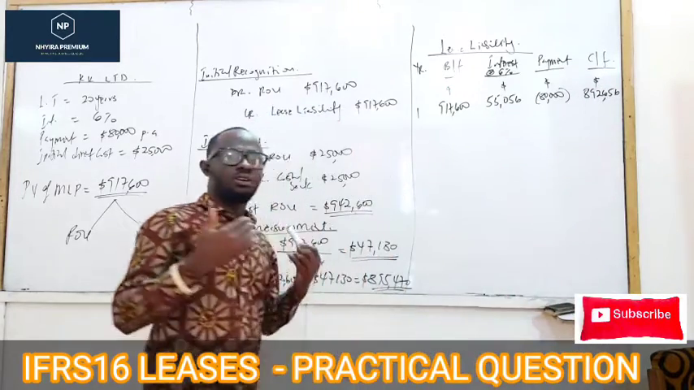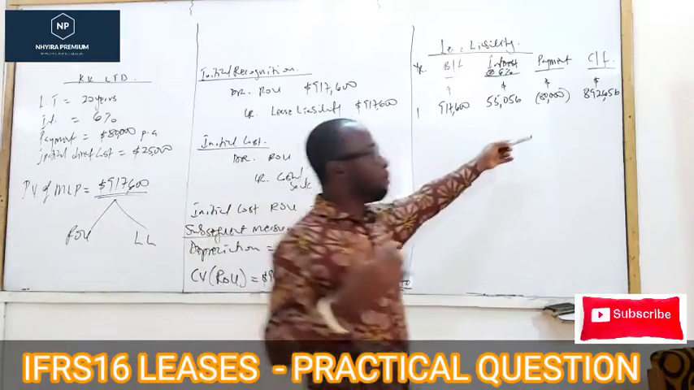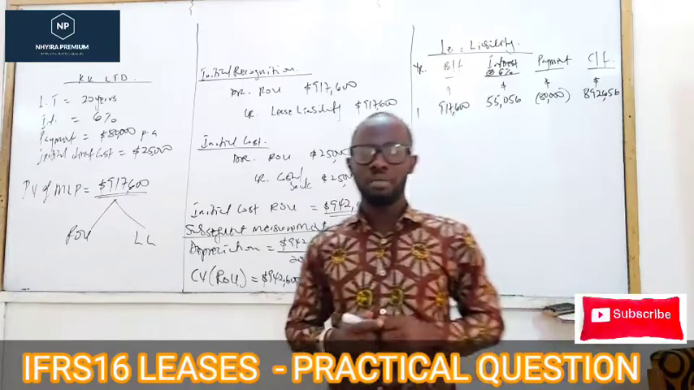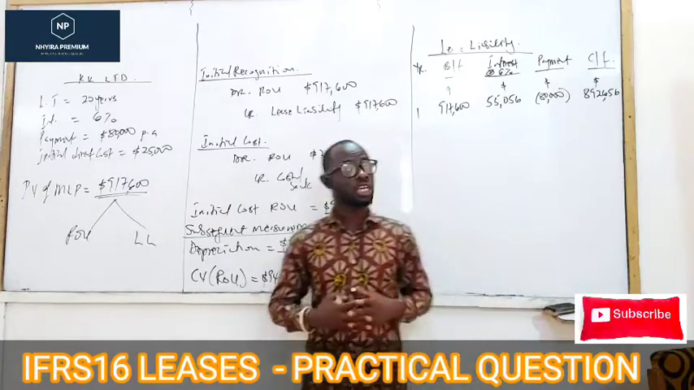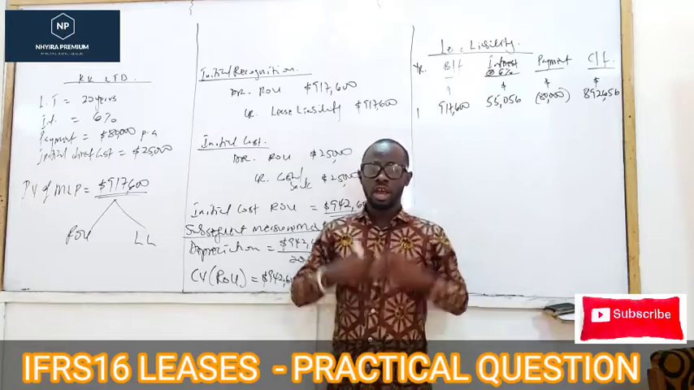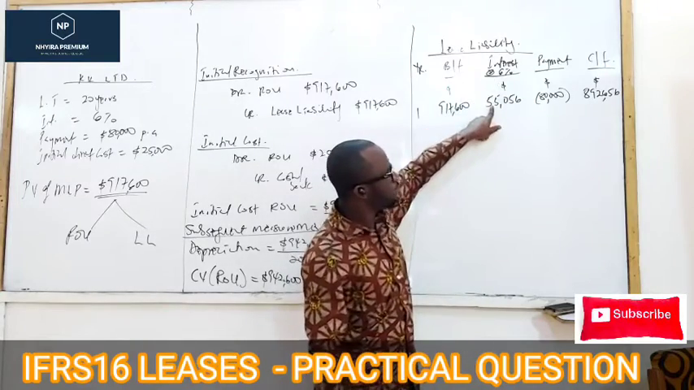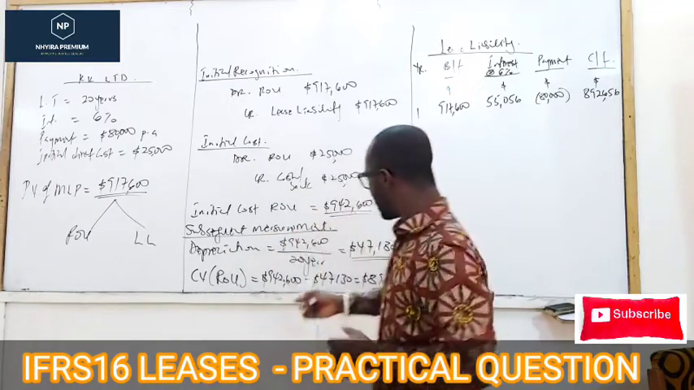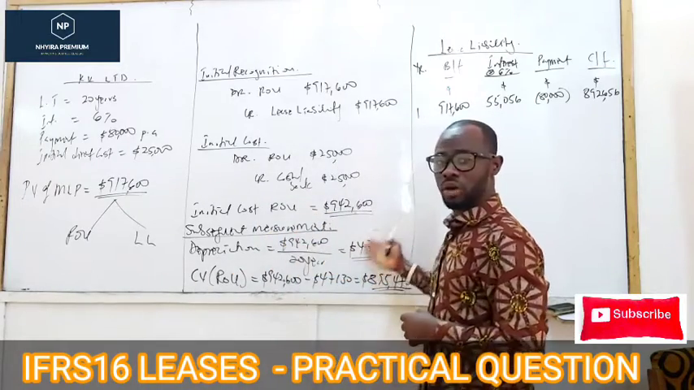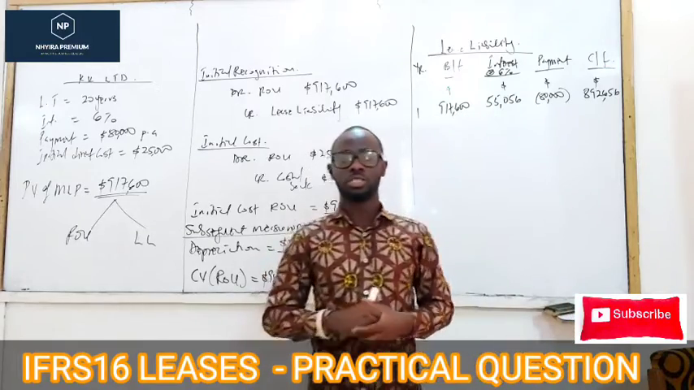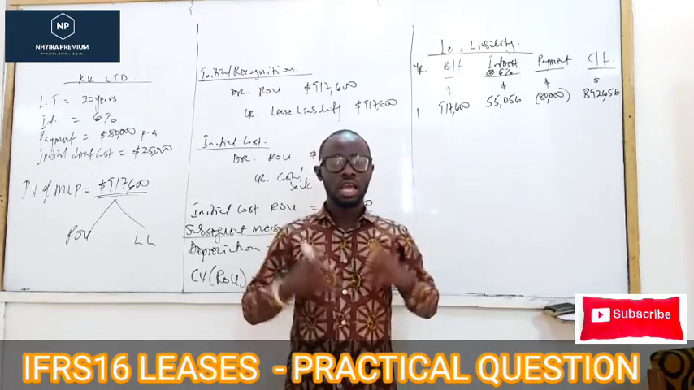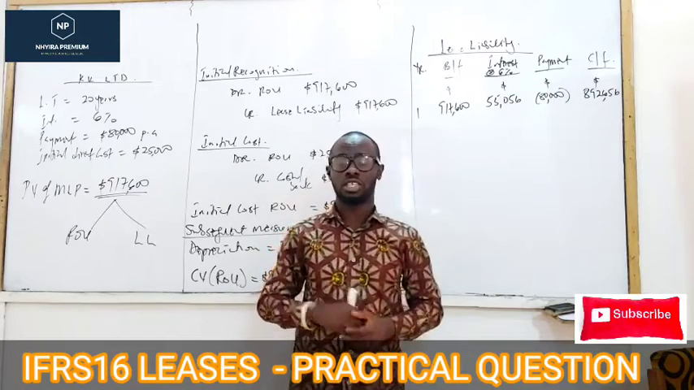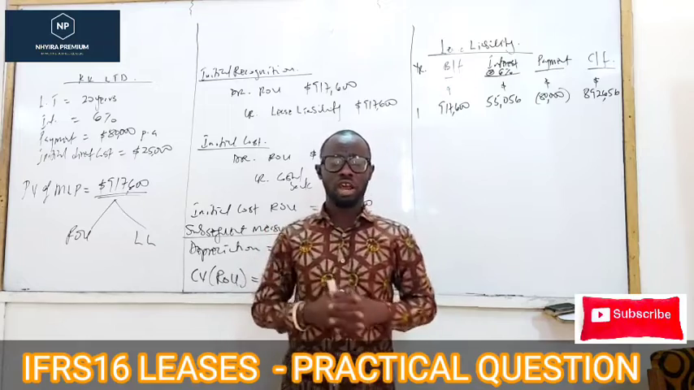Now, we could have ended there, but that 892,656 is the total lease liability, the total lease obligation at the end of year 1. Remember, the interest, 55,056, will go to the income statement as a finance cost, and the depreciation of 47,130 will also go to the income statement as part of the expenses. However, we must separate that 892,656 into the current component and then the non-current component.